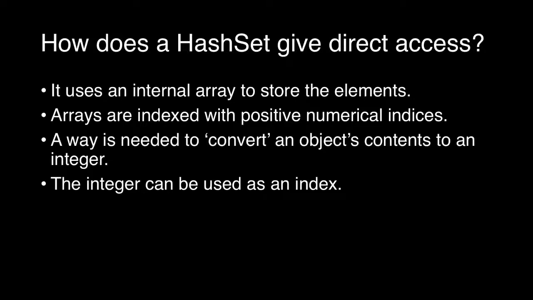Just like an array list, a hash set uses an internal fixed-size data structure called an array to store its elements. The elements of an array are always accessed by integer indices 0, 1, 2, and so on. In essence, the hash set takes each object it has to store and uses the object's contents to create an integer value that is then used as the index into the hash set's array where that particular object is to be stored.